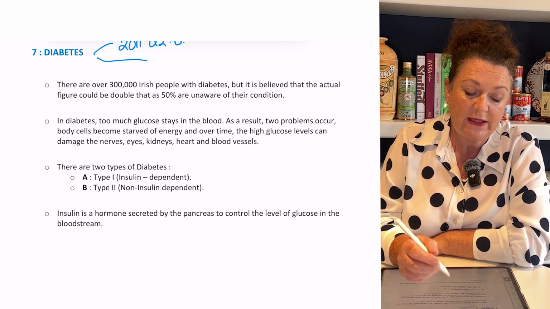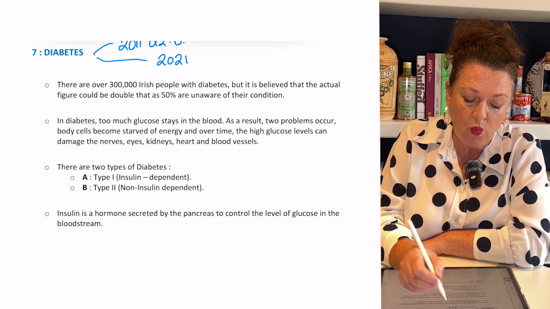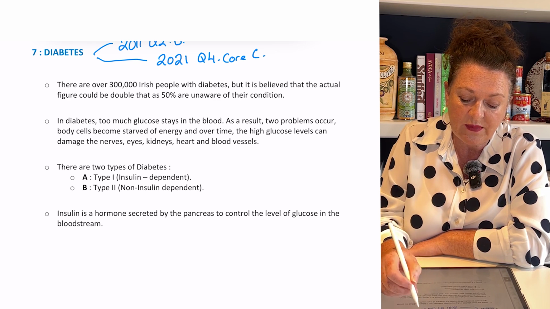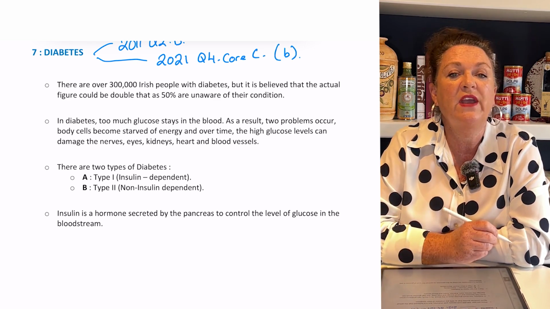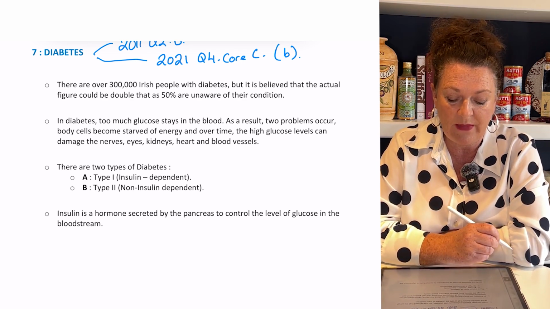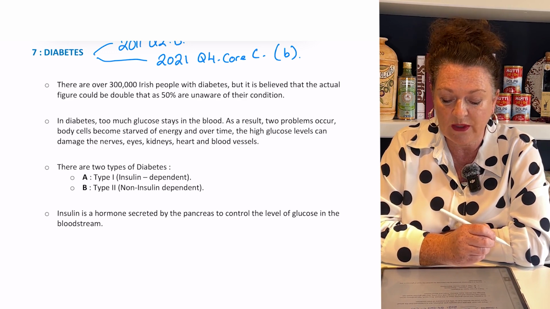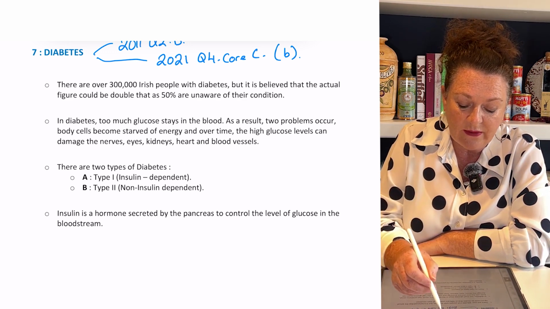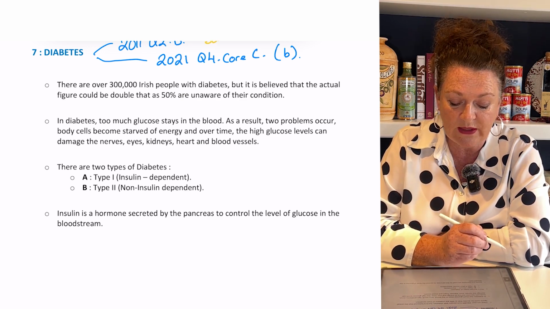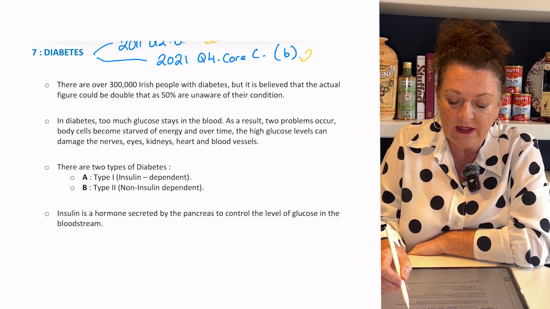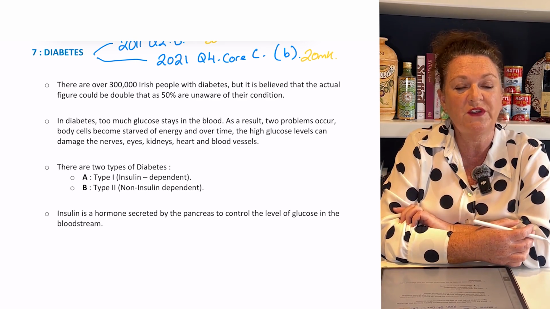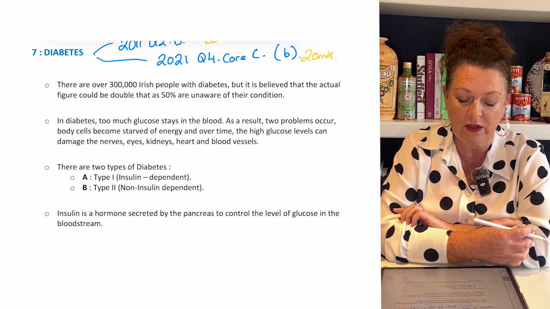Then literally 10 years later, in 2021, this time on question 4, the core, which is on section C, and it was part B, they asked about diabetes again, and believe it or not, sweeteners were mentioned as well, i.e. the uses of sweeteners in food production. Now, in 2011, the diabetes part of the question was worth 30 marks and the sweeteners was worth 20. And in 2021, the diabetes part of the question was worth 20 marks and the uses of sweeteners in food was worth 10. It was 2 at 5 marks.